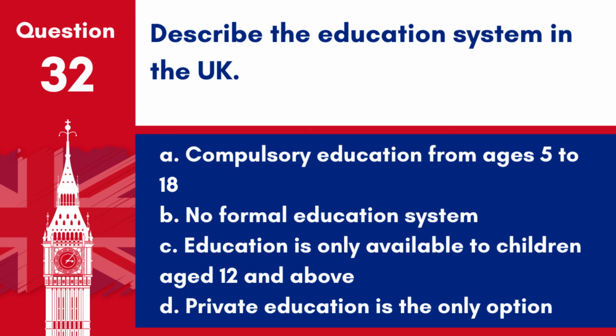C. Education is only available to children aged 12 and above. D. Private education is the only option. Answer A. Compulsory education from ages 5 to 18. The UK has a compulsory education system for children from ages 5 to 18.